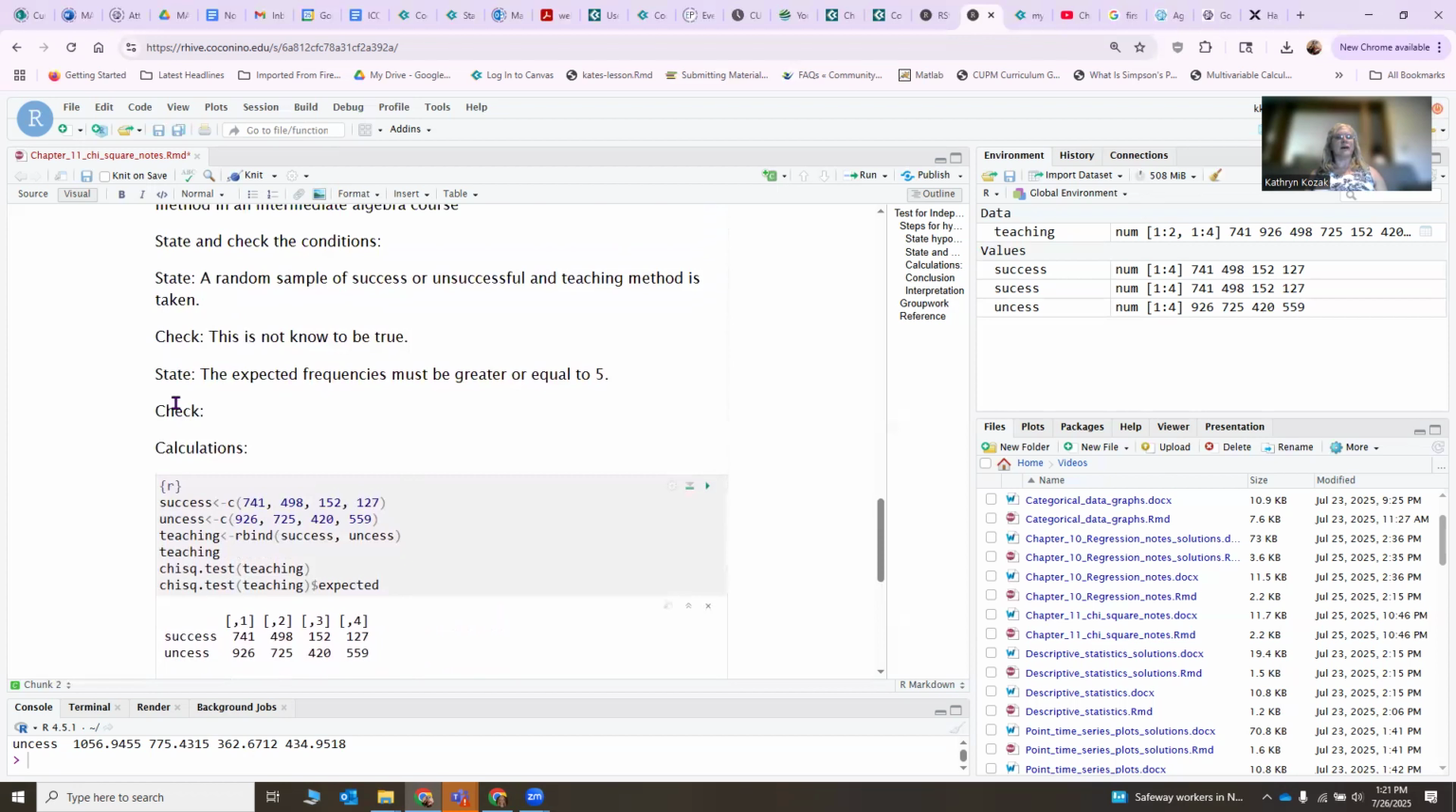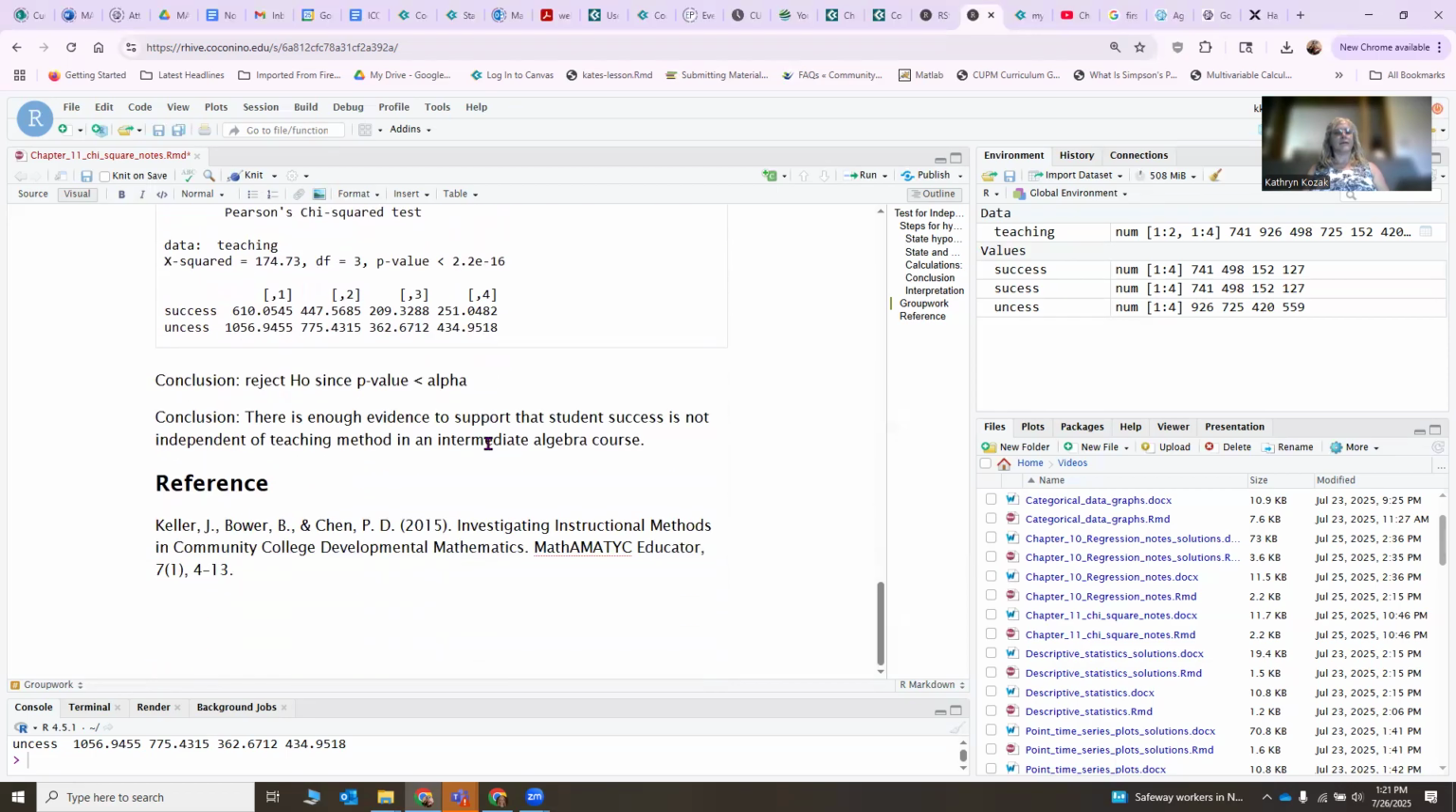Let's go back really fast. I didn't actually finish the check on this, and all the expected frequencies are more than 5. So that did check out okay. All right, and that's a chi-squared test for independence. Let's get the word correct.